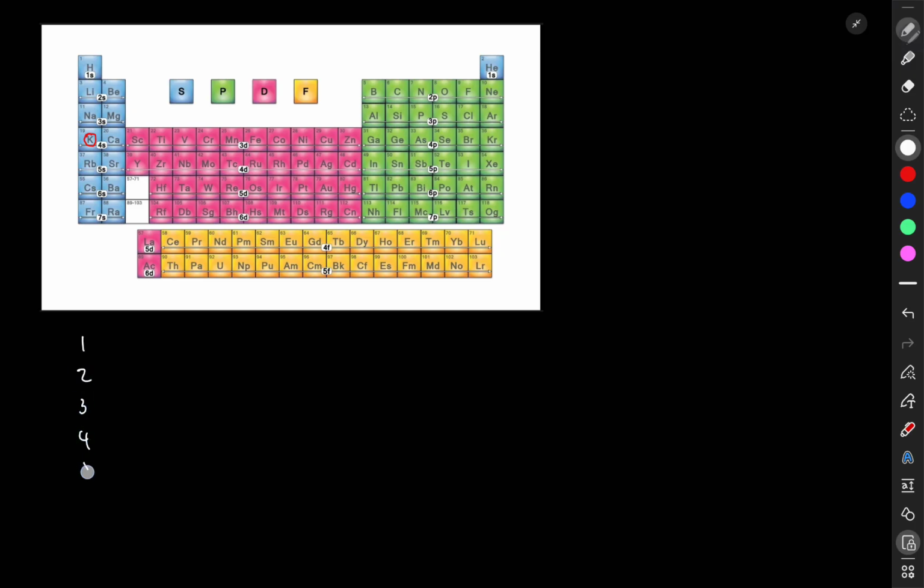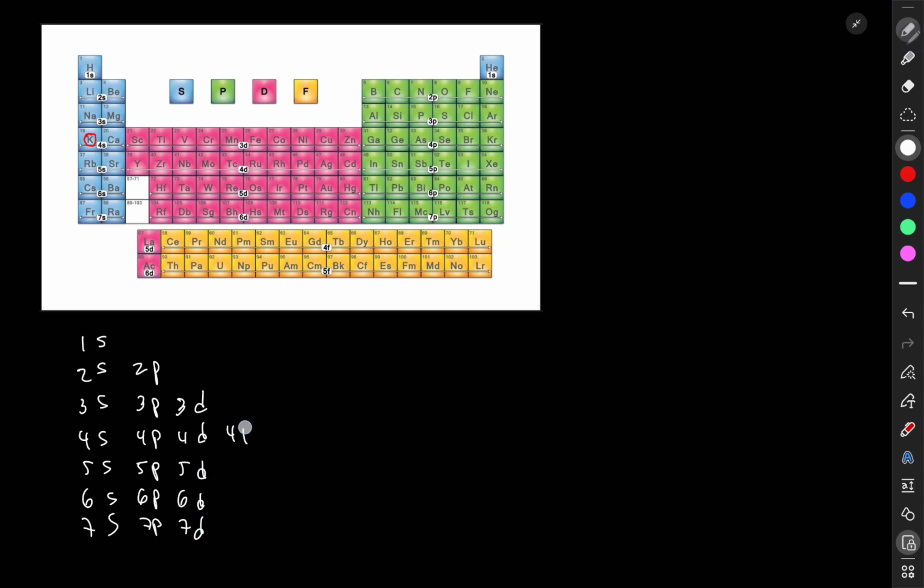Something like this. I don't know if you remember, like the s's, and then 2p, 3p, 4p, 5p, 6p, 7p, and then the 3, 4, 5, 6, 7. This is the d block. And then the last ones, I think it was 4f and then 5f. So I'm going to show you both methods, how to use this method and how to use the periodic table method. So let's begin.